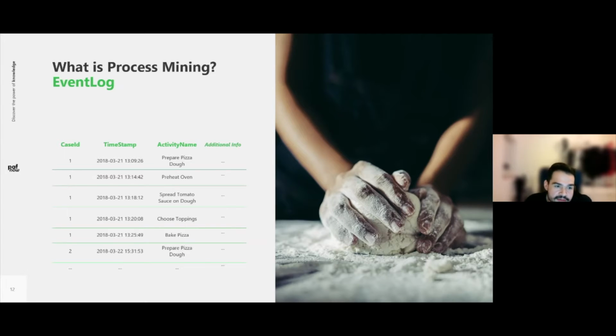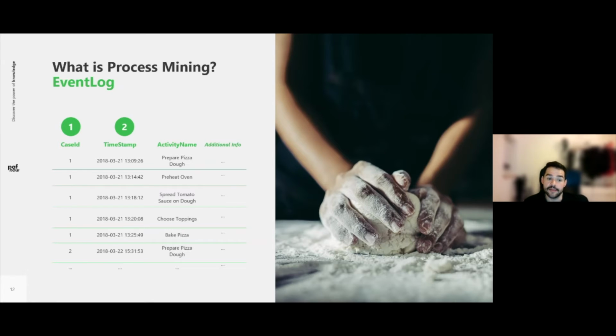What do we need? Well, we need the case ID. So we need the unique identifier for one occurrence of something being made. So in my case, Marc made a pizza at 6:46. He started the process, and this is case ID 1.